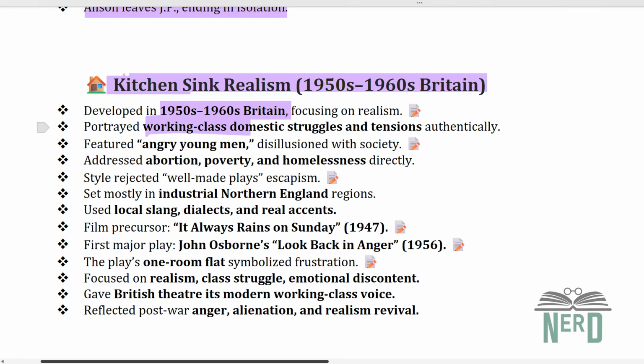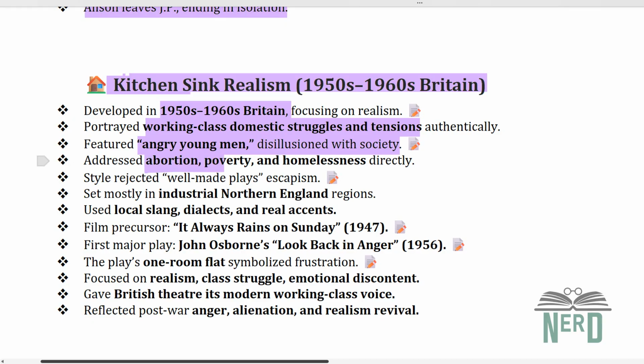Instead, it focused on the gritty domestic lives of ordinary people, usually living in small flats, struggling with love, poverty, and identity. The main characters were often angry young men, frustrated individuals rebelling against social inequality and emotional stagnation. That term, angry young men, has also been noted in exam, so make sure you remember it.